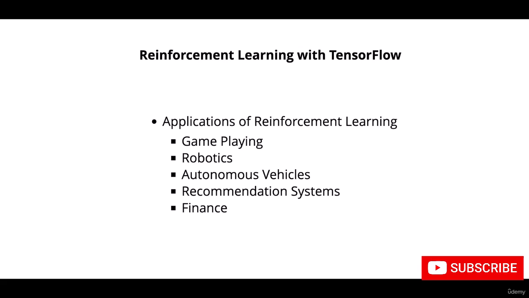Where is it used? So the first one is game playing, where RL has achieved remarkable success in playing games like Go, chess, and video games. Next is robotics, where RL is used to train robots to perform complex tasks like manipulation, locomotion, and navigation. Next is everybody's favorite, autonomous vehicles, where RL techniques are applied in developing autonomous vehicles for decision making and control. We have recommendation systems. RL can be used to personalize recommendations and optimize user engagement. Last is finance, where RL algorithms are employed in algorithmic trading, portfolio management, and risk assessment.